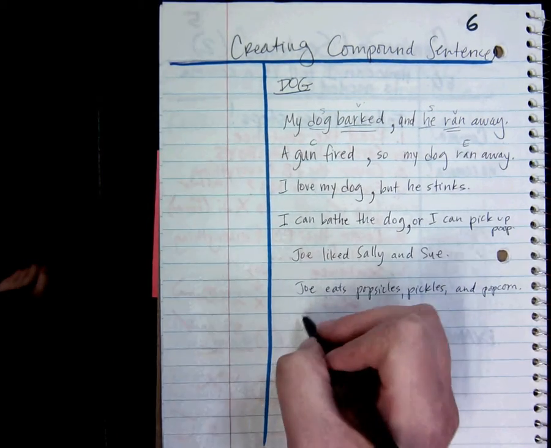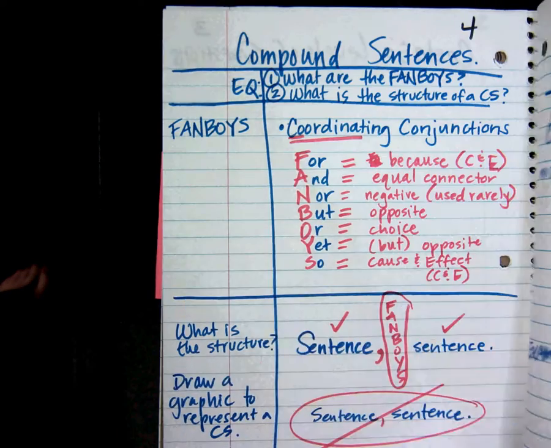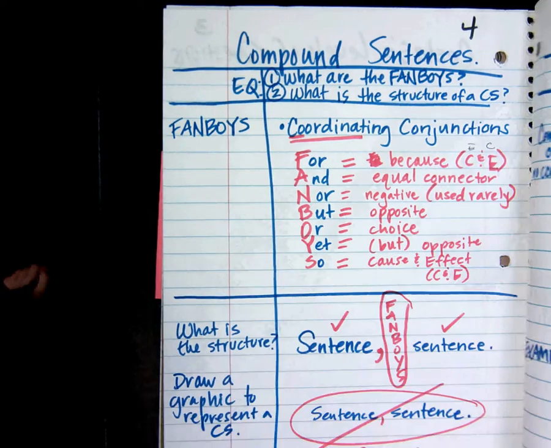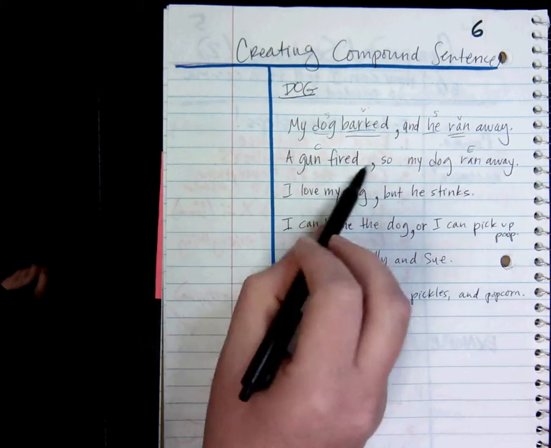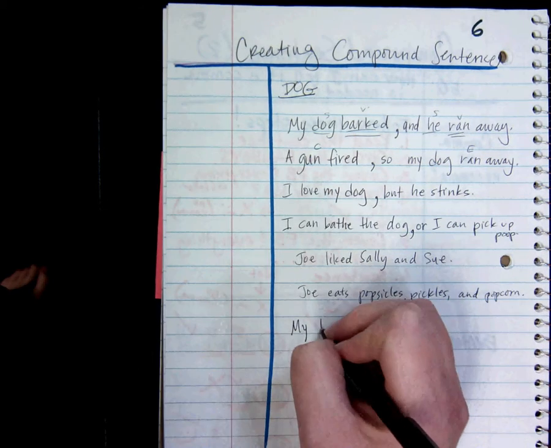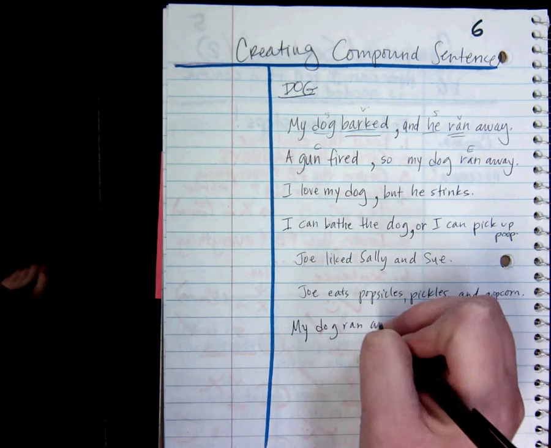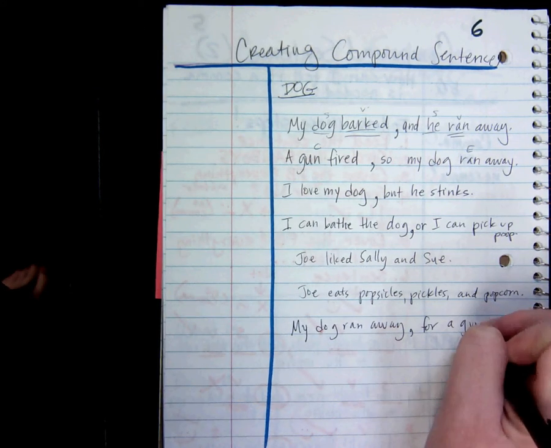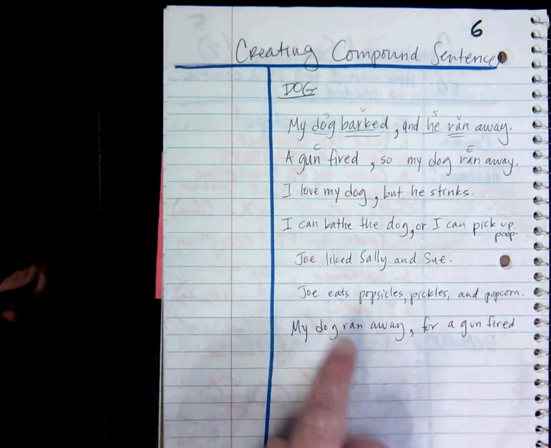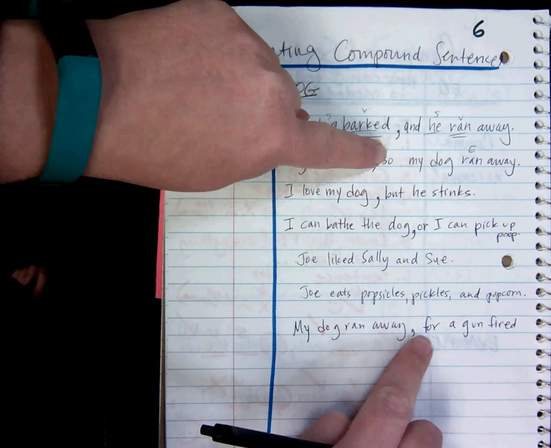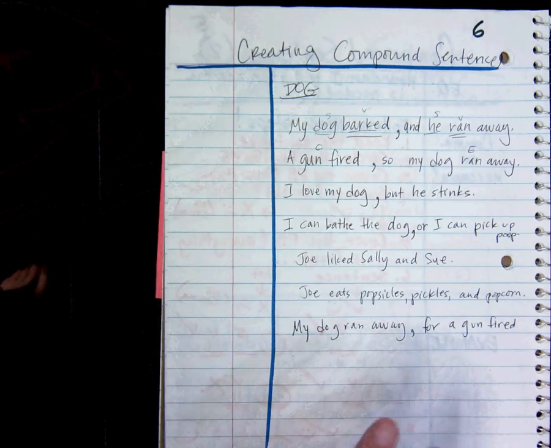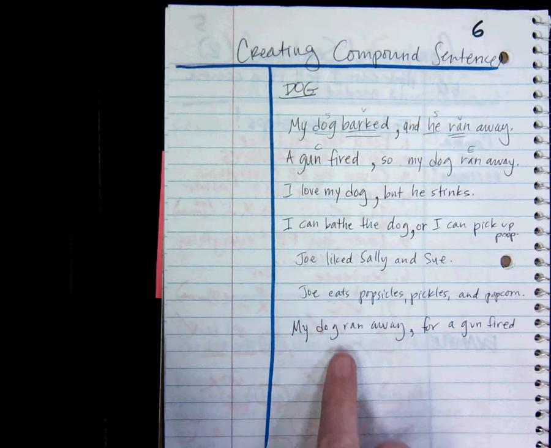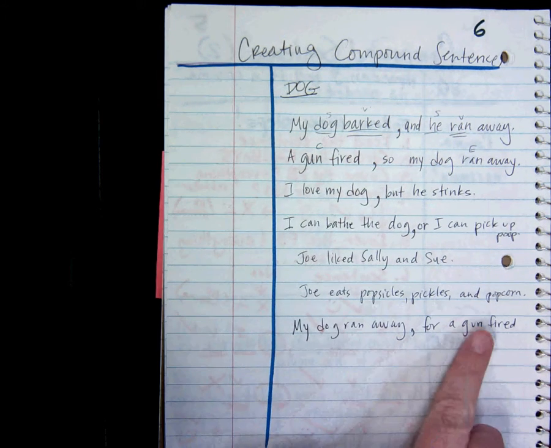If I want to use a word like for, it's like the backwards. It's actually effect and then cause. So if I went back up here, my dog ran away, comma, for a gun fired. So and for, they do the same thing but in opposite orders. In so, the cause comes first, the effect comes next. In for, the effect comes first and the cause comes here.